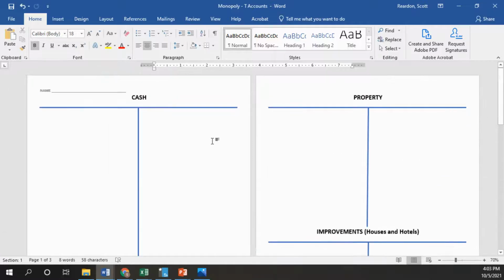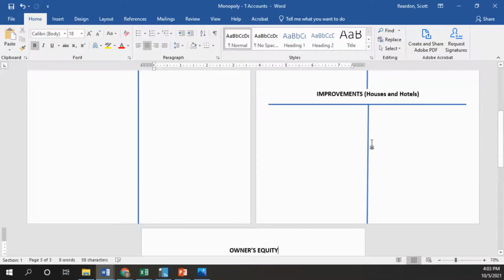All right. But you've got cash, you've got property. So every time you purchase a property, one of the blue properties, purple properties, whatever the price of that was, and improvements, houses and hotels. So when you buy a house or hotel, you're going to put that in as an improvement.